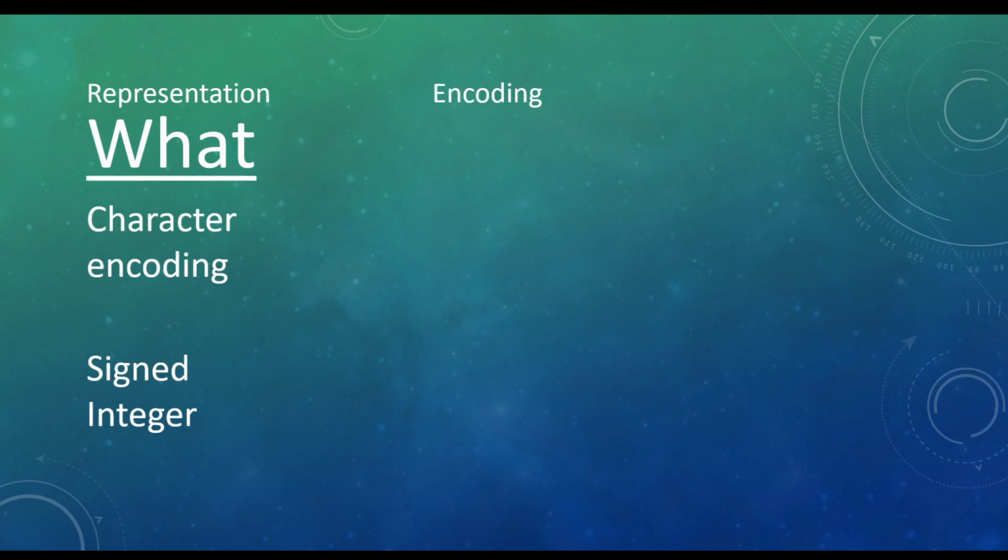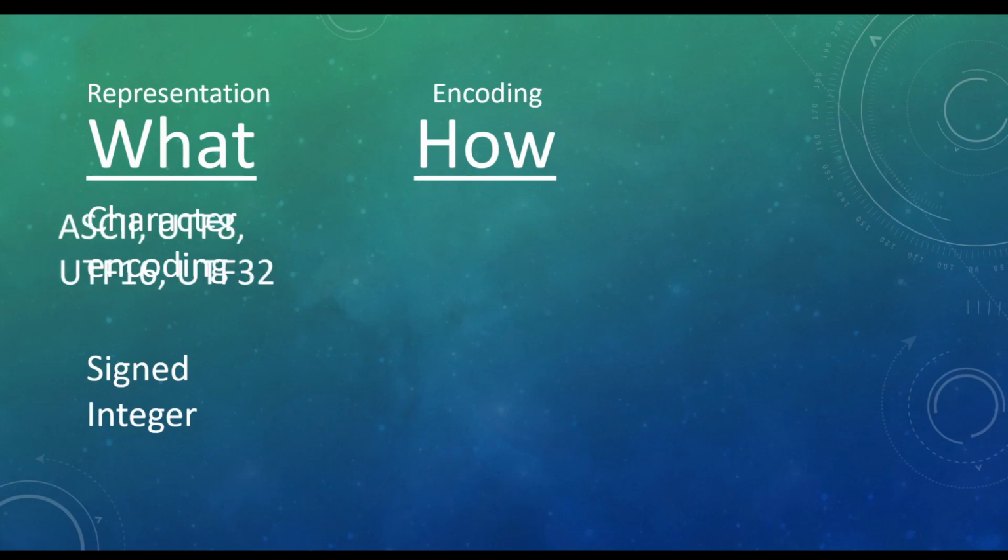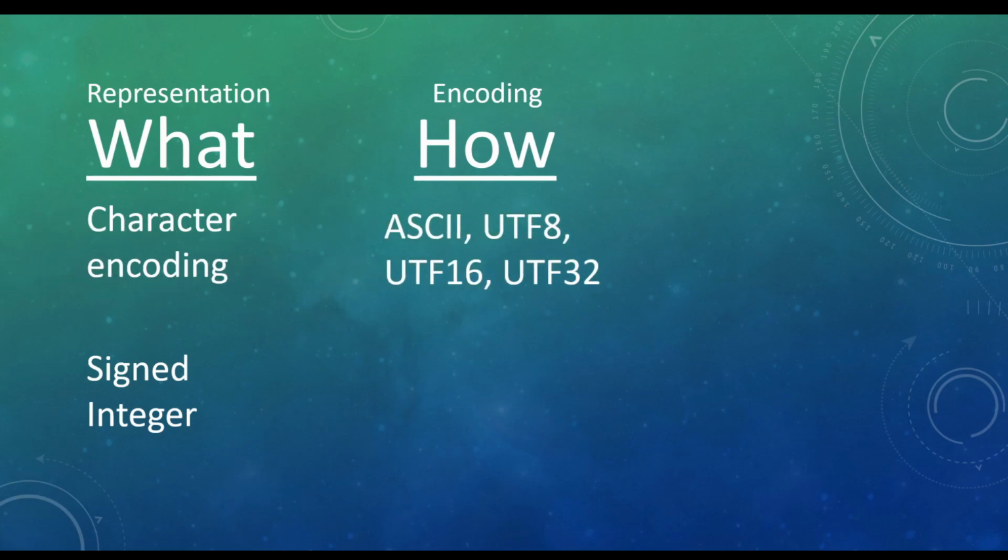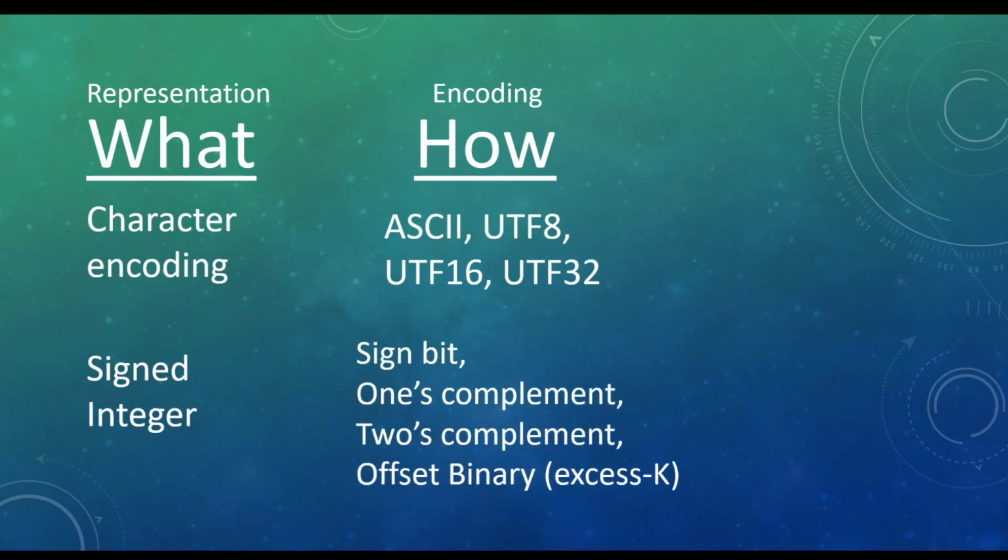And then we have encoding, and the encoding is the how. How do we encode those things on the left using bits? So we have all those examples to represent character encoding with bits. And each one of those is a different method or a different specification of how you do that. Similarly, we can use all those different methods in order to encode a signed integer with bits.